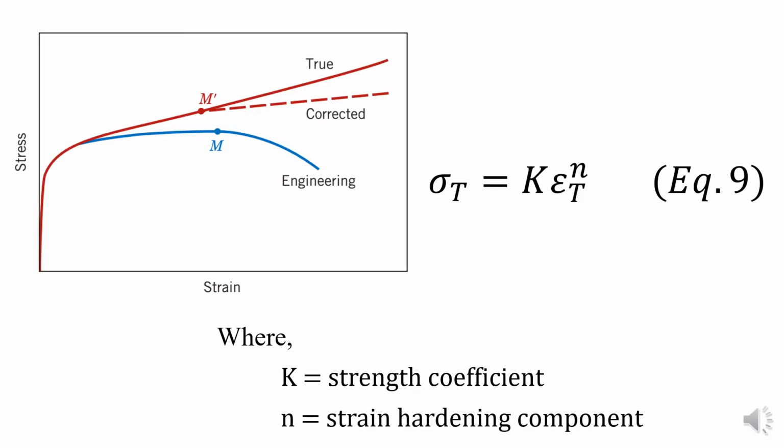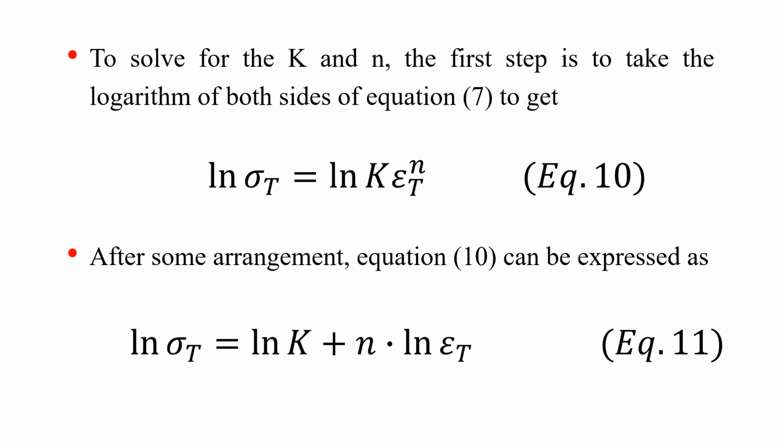For some metals and alloys, the region of the true stress-strain curve from the onset of the plastic deformation to the point M, where the necking begins, can be approximated by an exponential function. The exponential function is equation number 9 here. From that equation, to solve for k and n, the first step is to take the logarithm of both sides of equation number 7 to get equation number 10. And doing some arrangement, equation 10 can be expressed as equation 11 here.